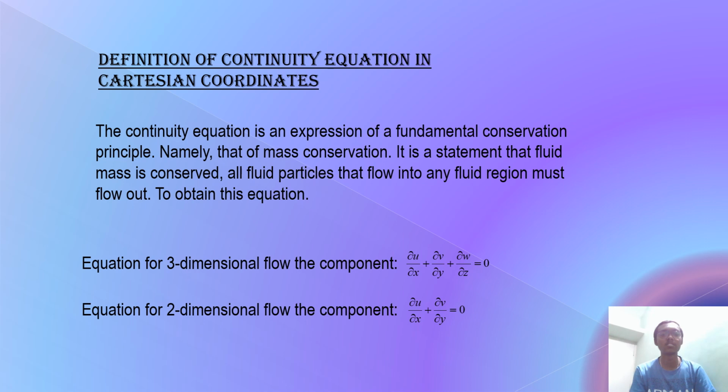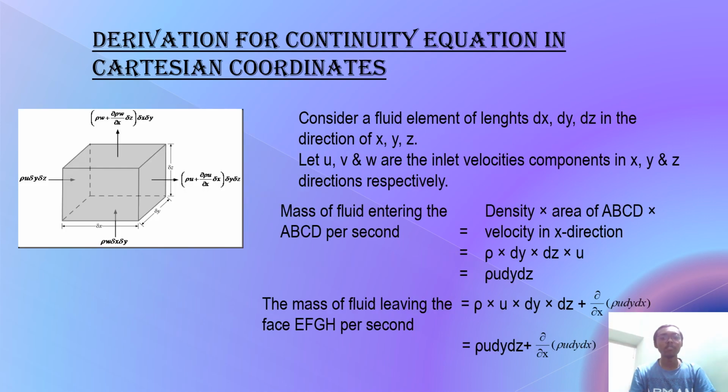To obtain this equation, for three-dimensional flow the components are del u by del x plus del v by del y plus del w by del z is equal to 0. The equation for two-dimensional flow is del u by del x plus del v by del y is equal to 0. Now we will discuss the derivation for continuity equation in Cartesian coordinates.